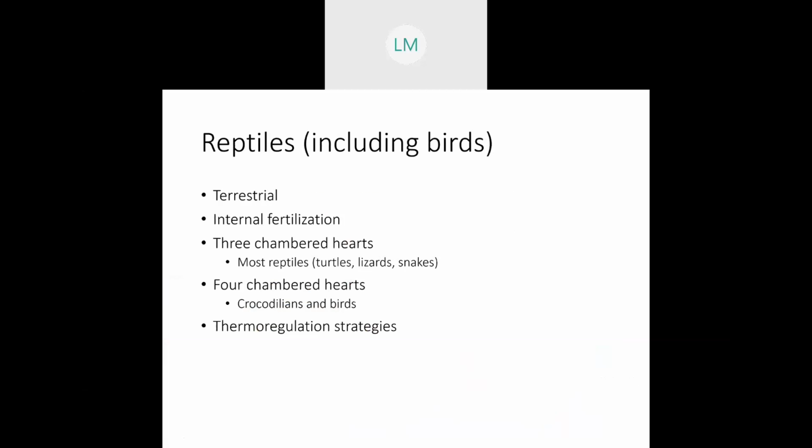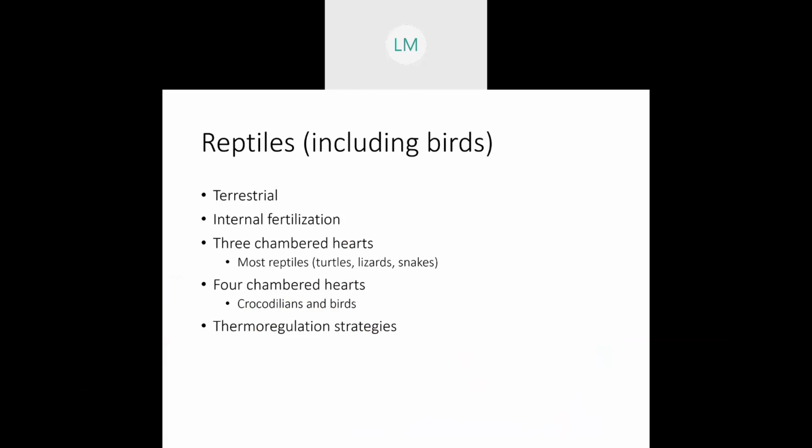So with our reptiles, we are now fully terrestrial. Being fully terrestrial allows for the expansion and colonization of lots of new areas. So there's also internal fertilization, right? Because we have an amniotic egg, we have to fertilize internally. Okay, that egg is watertight. Nothing's getting in, and the only thing that's getting out is the offspring that has developed. So we have to do fertilization internally inside the female.